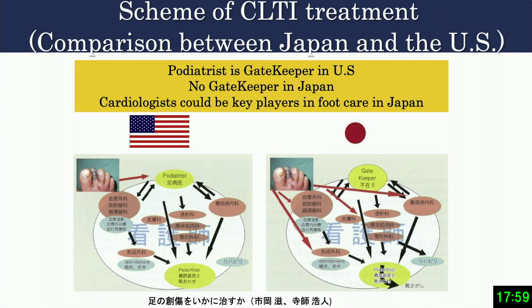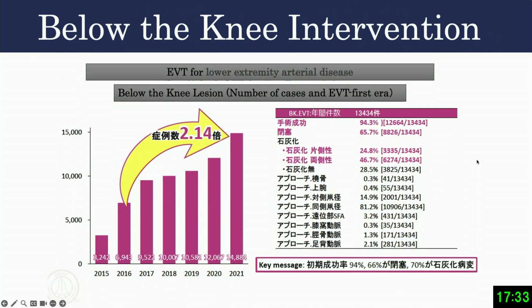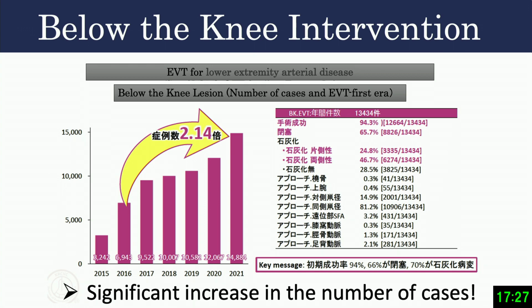So in the U.S., when this kind of patient comes to the hospital, podiatrists manage and control this kind of patient. But in Japan, there is no podiatrist. So that's why the cardiologist could be the key player in foot care in Japan. Recently, the number of revascularization interventions has dramatically increased. Compared to 2016, the number of patients was about 2 times in 2021.